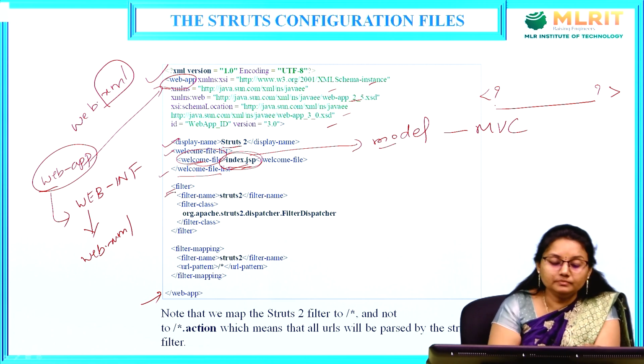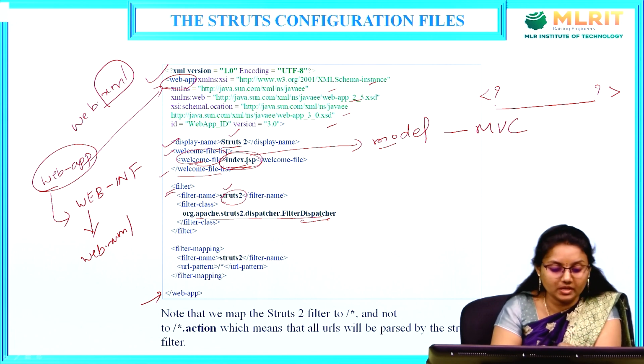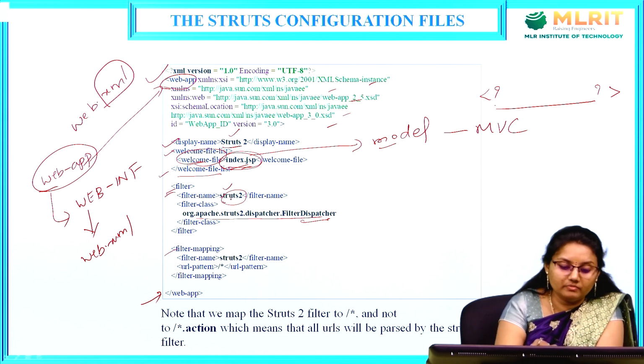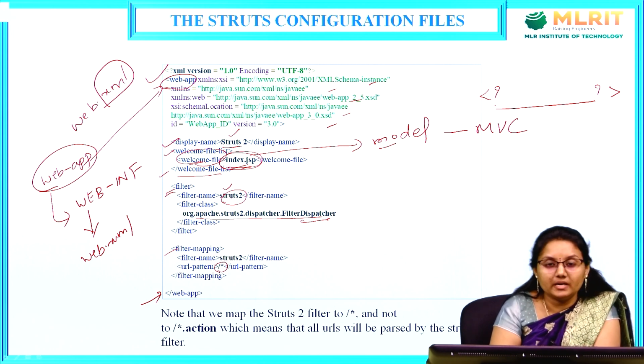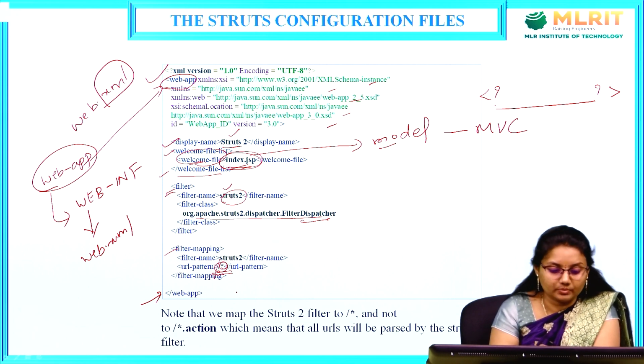Filter. Filter name is what? Again, struts2. Whatever display name you are giving, the same name we give as the filter name. So, filter class. What is the class that we need? Filter dispatcher to deploy, so that we are giving here. Okay. And filter mapping, again the same name, and this is the URL pattern. URL pattern means wherever you are storing your application, the struts2 we have given, that application path you need to give here. So slash star means what? Star is that one. So this is a web app.